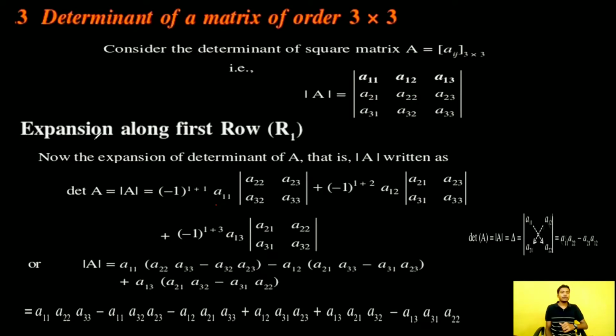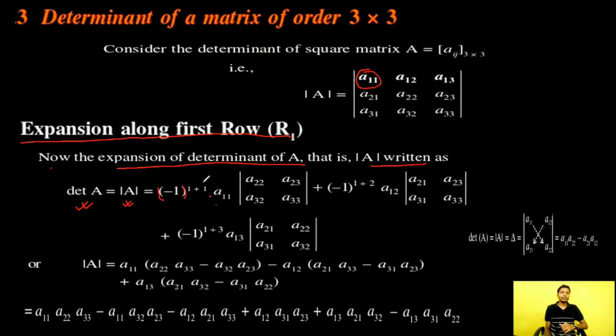Now we will expand this determinant along the first row. Now the expansion of the determinant of A is written as: det A is equal to, for the first element, a11 multiplied by minus 1 whole to the power 1 plus 1.